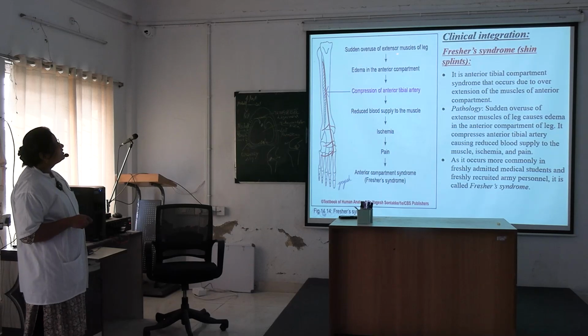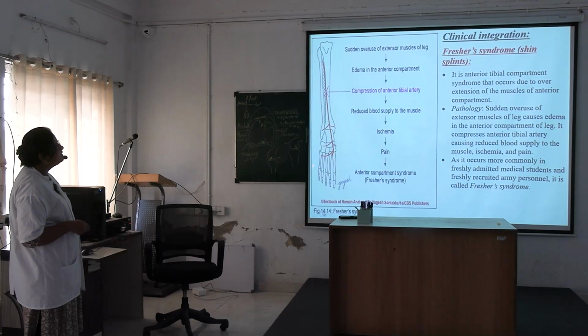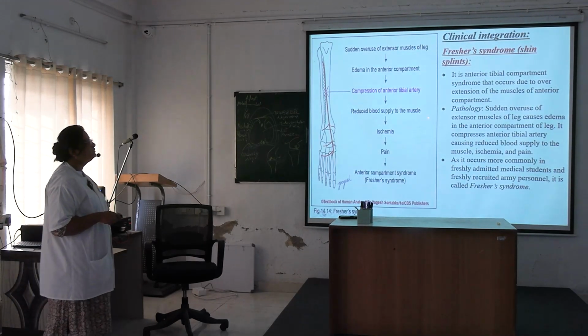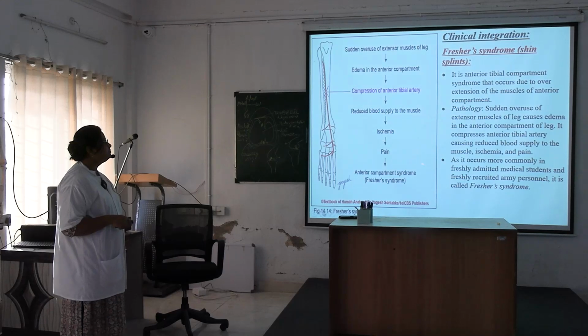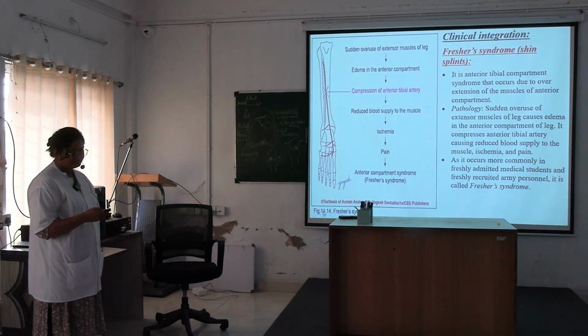So sudden overuse of extensor muscles of leg, edema in the anterior compartment, compression of anterior tibial artery, reduced blood supply to the muscle, ischemia, pain. Anterior compartment syndrome or Fraser's syndrome.